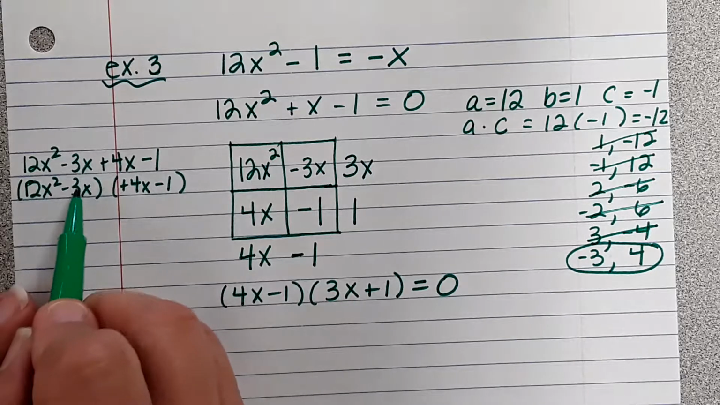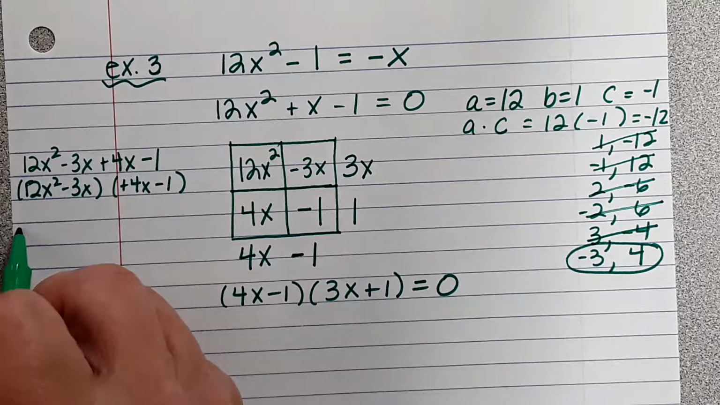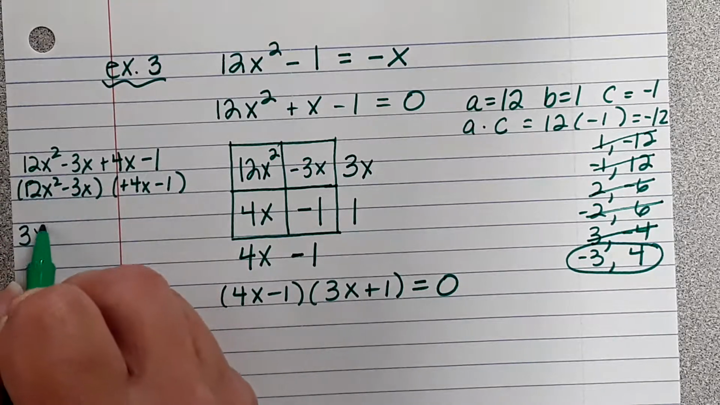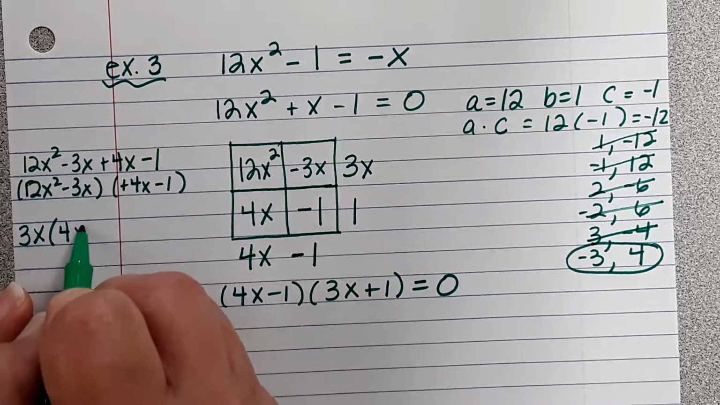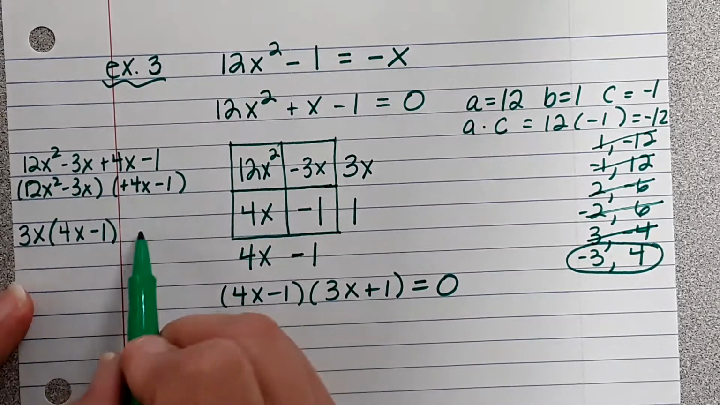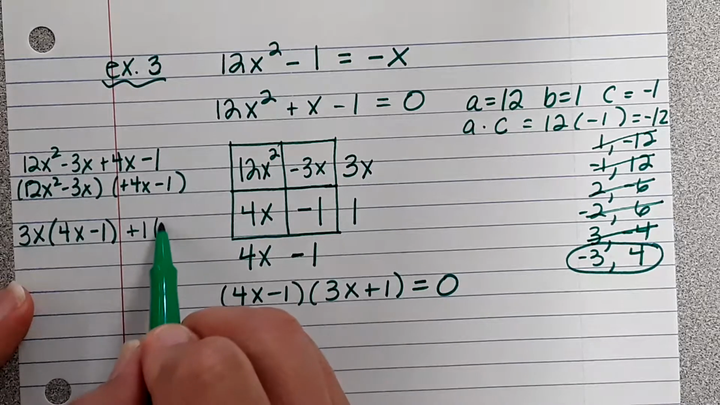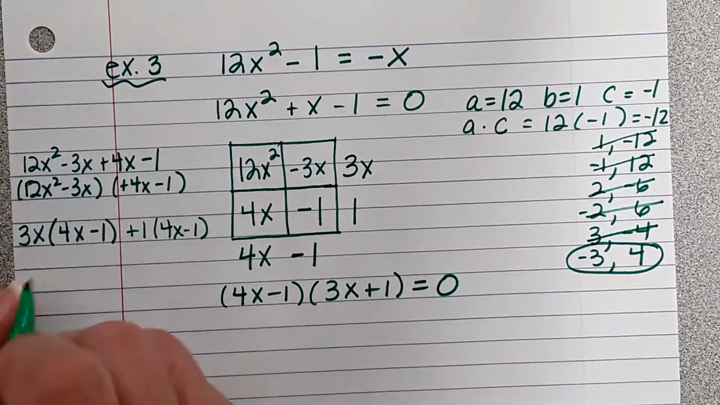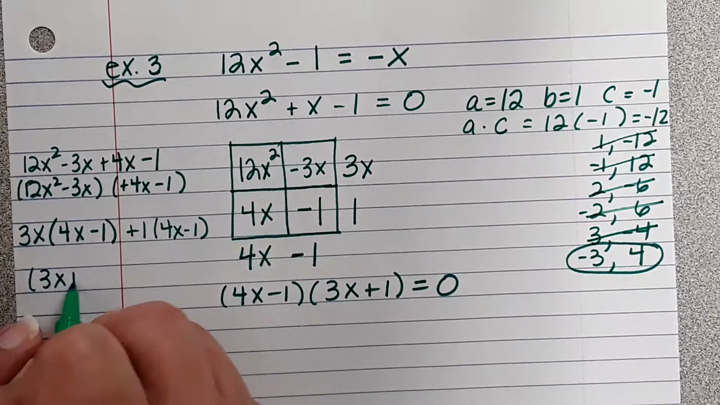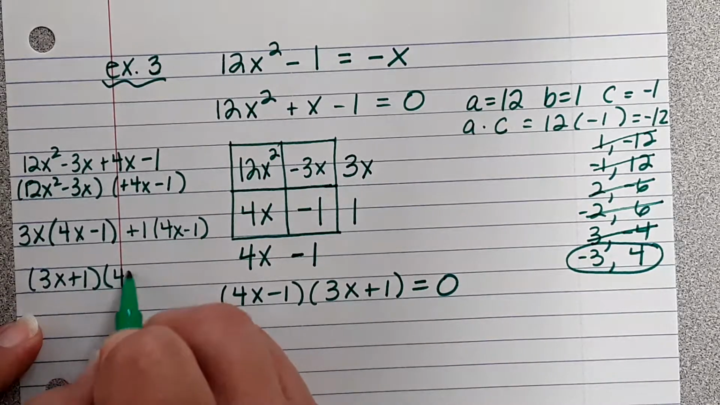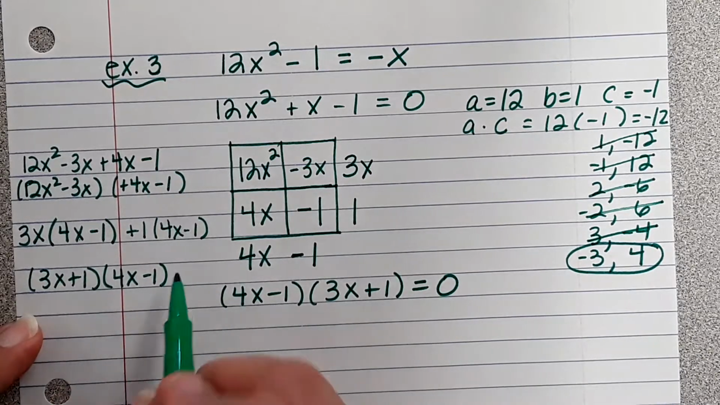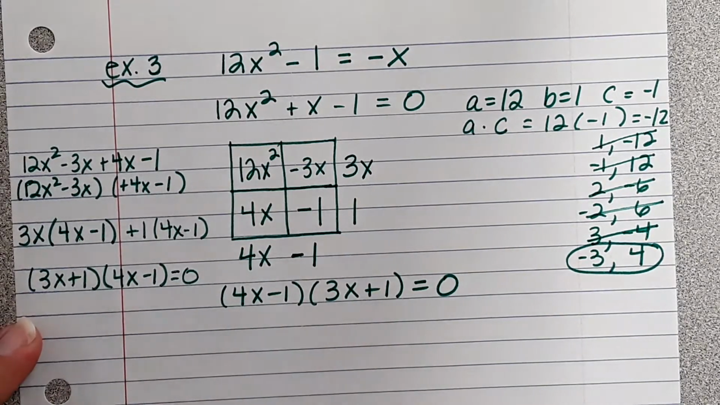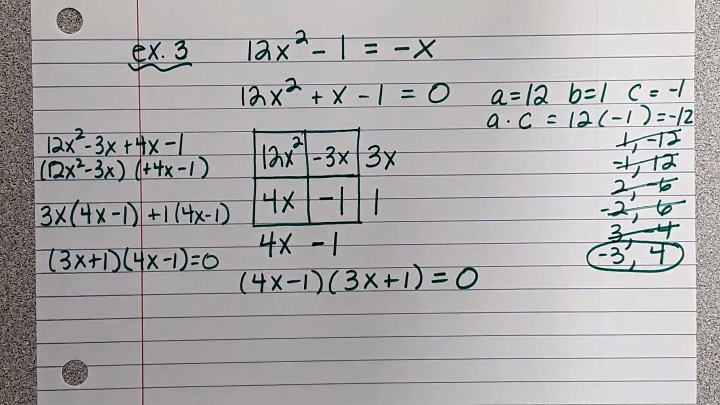Over here, you would have noticed that 3 went into 12, so you would have pulled out a 3. They both have an x. So this is 4x minus 1. This would have been positive 1, and then 4x minus 1. You knew you did it right because these two match. And then you're left with 3x plus 1 times 4x minus 1, which is the same thing that I got down here. And now, if your directions just said factor, you would be done.